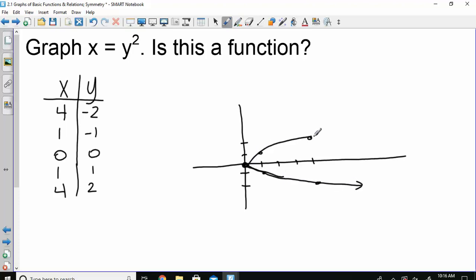Tell what this looks like? We're getting a sideways parabola here. Is that a function? No, fails the vertical line test. Couldn't we just tell right off the bat? Yeah. If you have an even power on your y, then it's not going to pass your vertical line test.